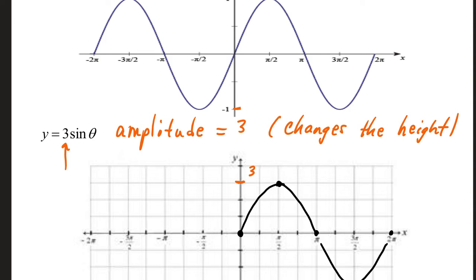Amplitude is defined as half of the distance from the maximum value to the minimum value. From 3 to -3, you have to travel 6 units. So half of that distance is 3, and that's how you calculate amplitude. You can look at the lead number. The absolute value of that lead coefficient is your amplitude, but the definition, to be technical, is half the distance from the max to the min.